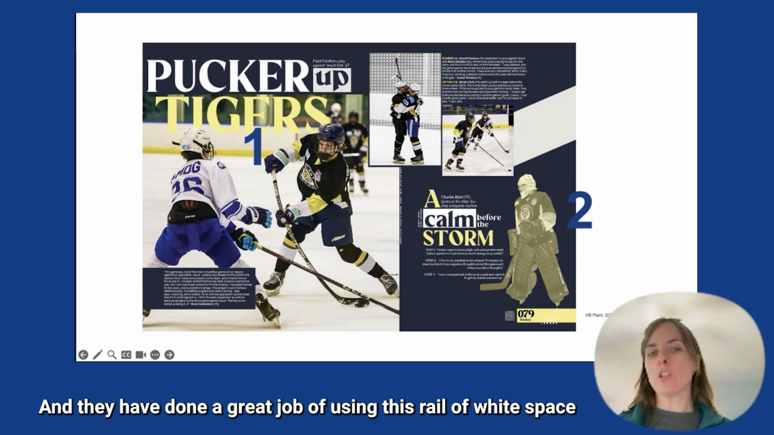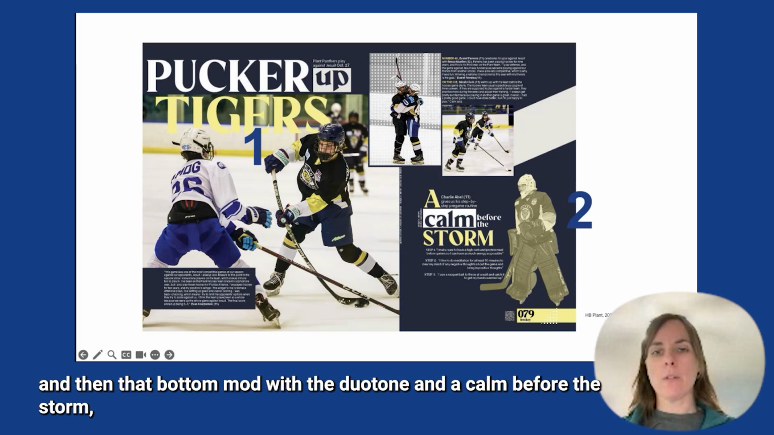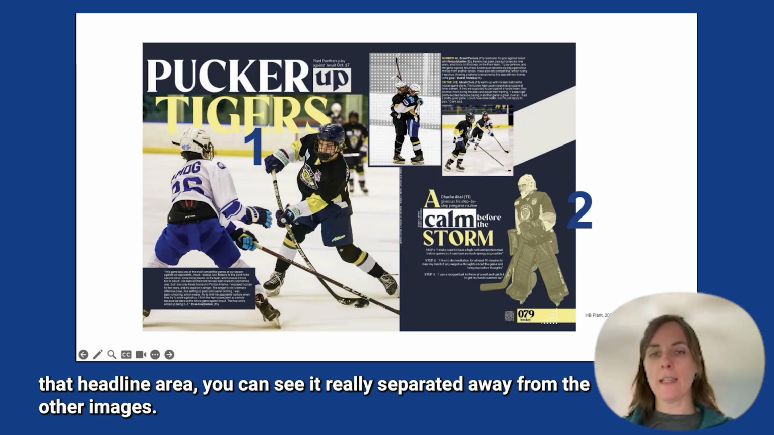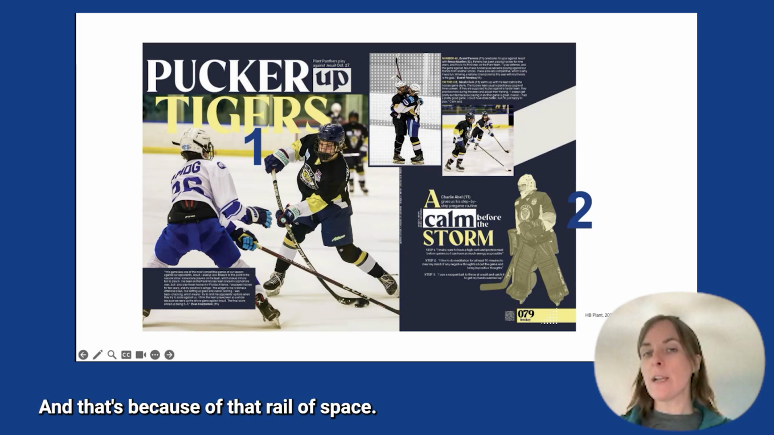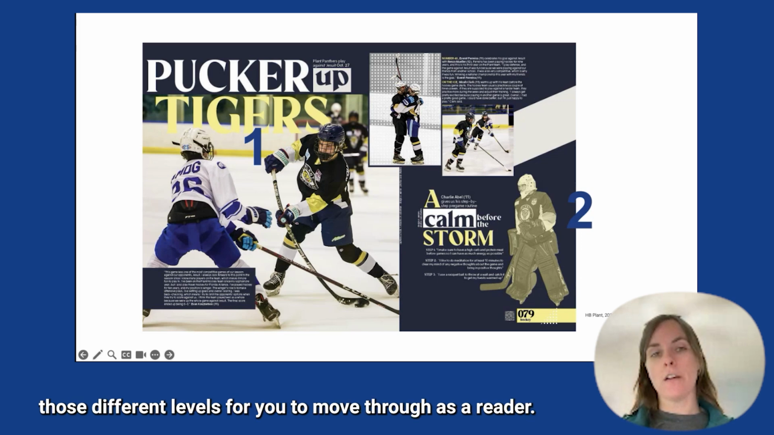And they have done a great job of using this rail of white space to divide the 2 sets of content. So that top level 1 content, and then that bottom mod with the duotone and a calm before the storm headline area, you can see it really separated away from the other images. And that's because of that rail of space. So that space is going to be really essential in creating those different levels for you to move through as a reader.